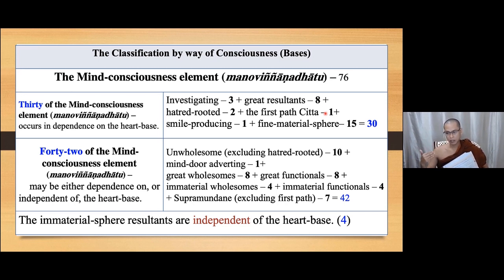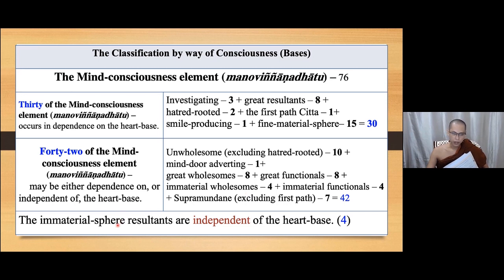So that type of consciousness is always based on the heart base. There we can say the first group, 30 consciousness, is always based on the heart base, and the 42 second group is sometimes based on the heart base. Sometimes it is not dependent on the heart base, according to the plane of existence where they arise.